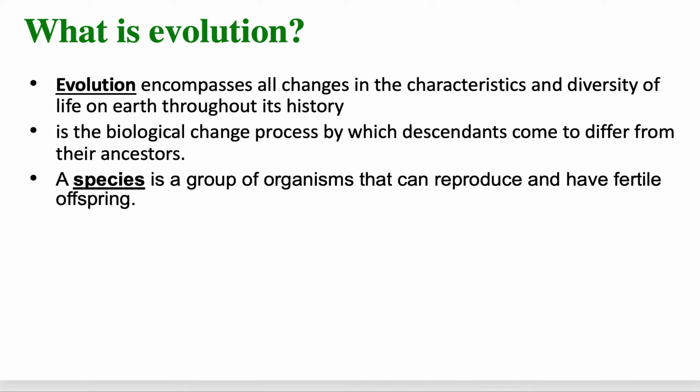For purposes of our class, we're just going to give a brief overview of what evolution is and talk mostly about natural selection, right? A lot of this you probably learned in your freshman biology class. So, evolution is the biological change process by which descendants come to differ from their ancestors. And when we talk about a species, it's a group of organisms that can reproduce and have fertile offspring. So that's what defines something as its own species.